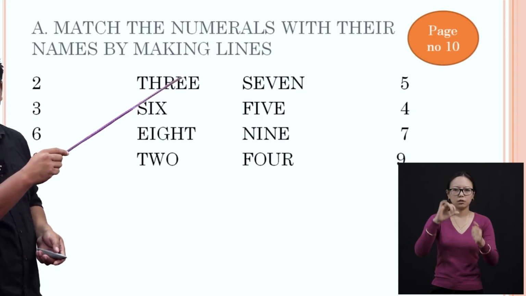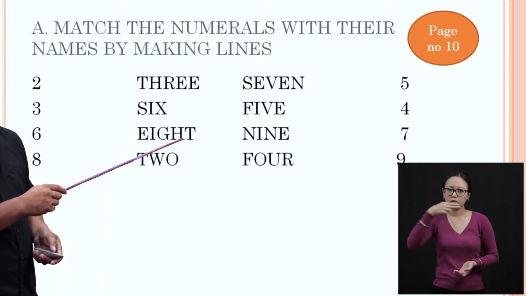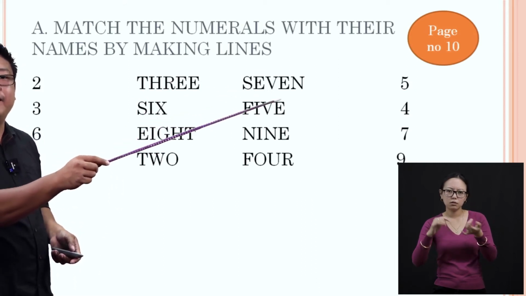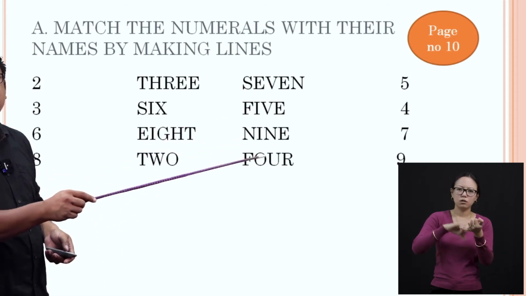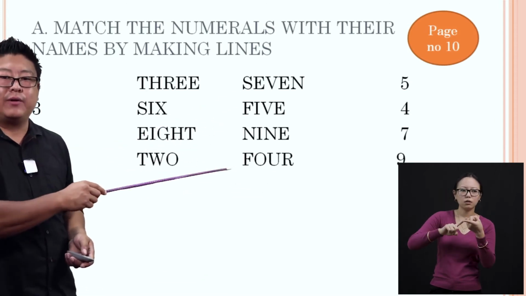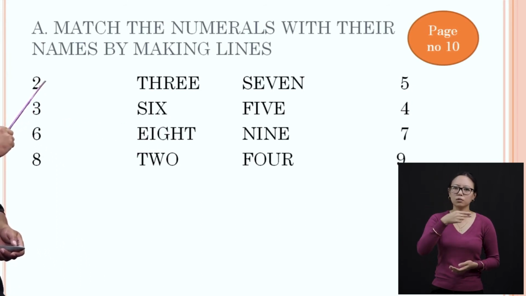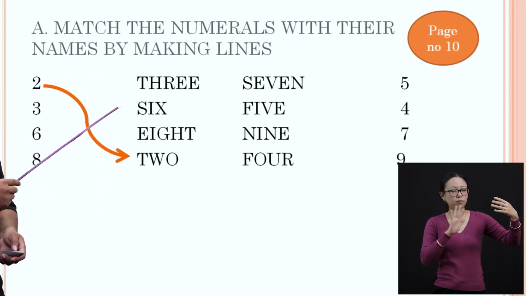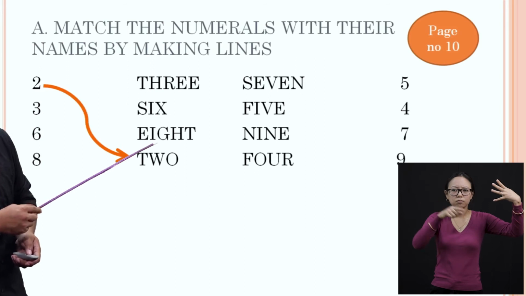THREE, this 3, SIX, EIGHT, TWO, and SEVEN, FIVE, NINE, FOUR. These are called the number names. All right. So what we are going to do is we are going to look at this number 2 and make a line joining it to the number name. All right. So the first one is 2, meaning this number 2 is the same as TWO.